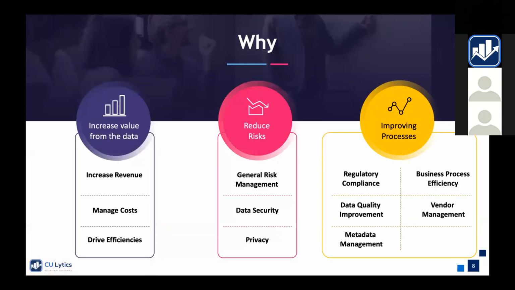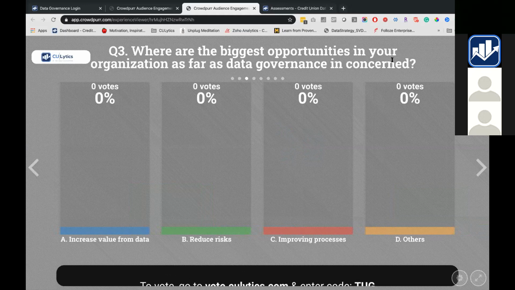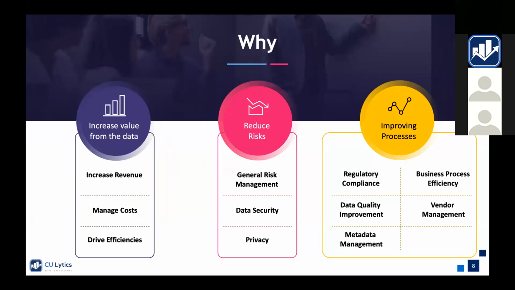So why do people need to invest in a solid data governance program in their respective organization? While we talk about this, there is another question: where are the biggest opportunities in your organization as far as data governance is concerned? I think those tie back to these things. One is around increasing the value from the data. Imagine that you are working for a marketing function, and you have put together a very nice analysis around how your prospects or current members are engaging with you, and what exactly you can do to drive more engagement that can lead to more sticky products, or lead to them having more loan products or deposit products, or any of those things.